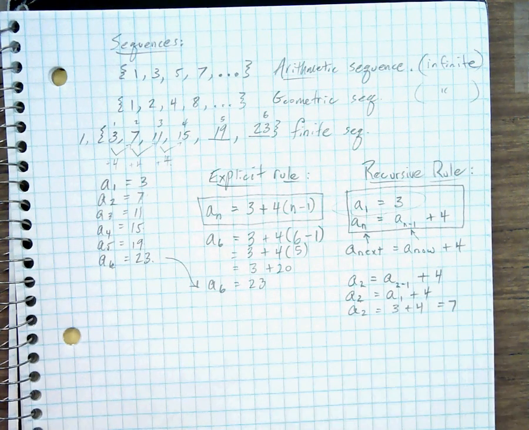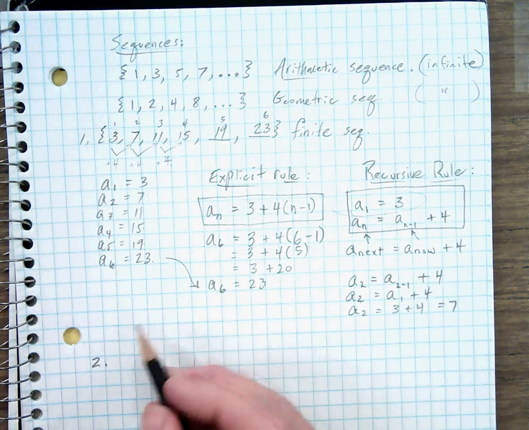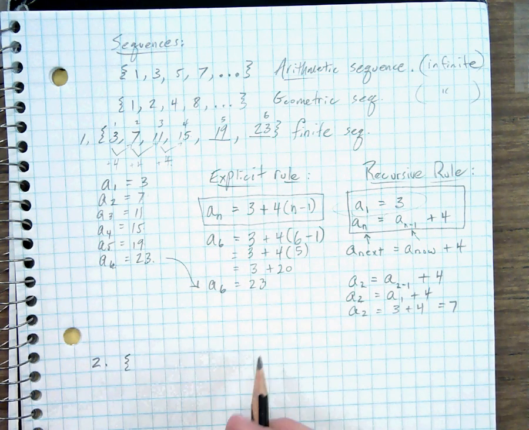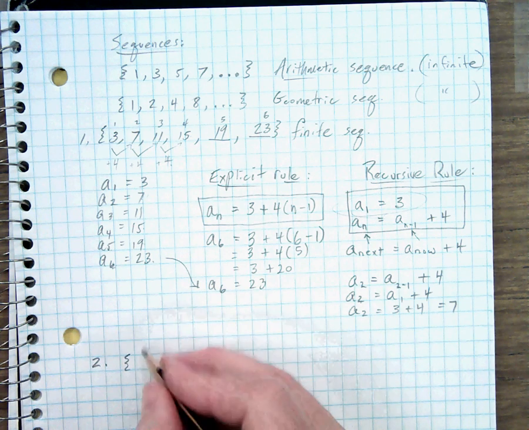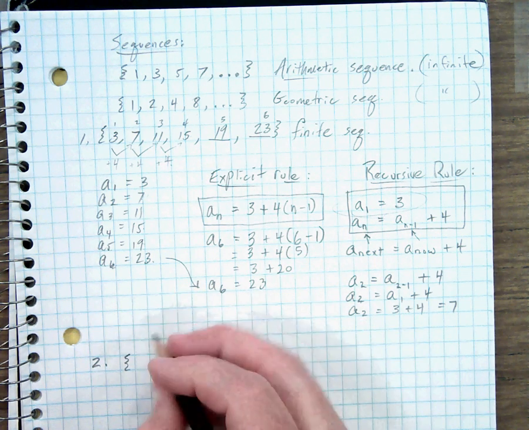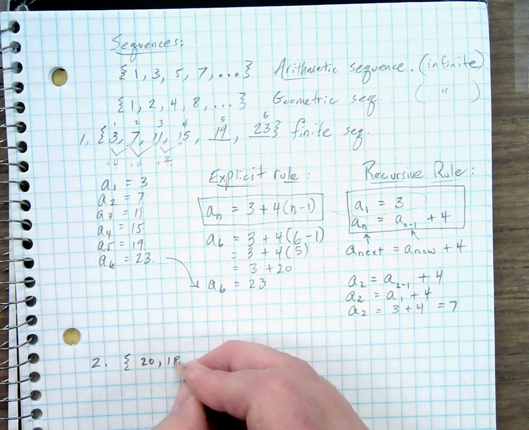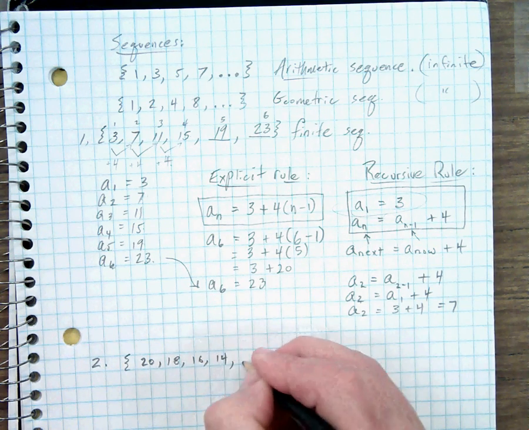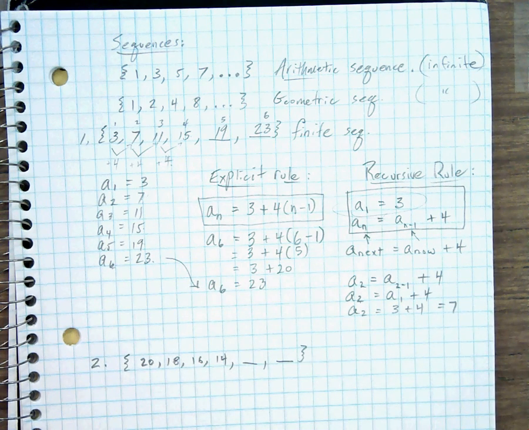All right, so I'm going to give you a sequence similar to number 2. What I want you to do is find the two missing numbers and then find the two rules. I want you to pause it after I write it and see if you can find it on your own, and then we'll go over it. All right, so let's see. We'll start off with 20, and we'll go down to 18, 16, 14, blank, blank. All right, go ahead and pause the video, find the two missing numbers, and then see if you can give me the rule.